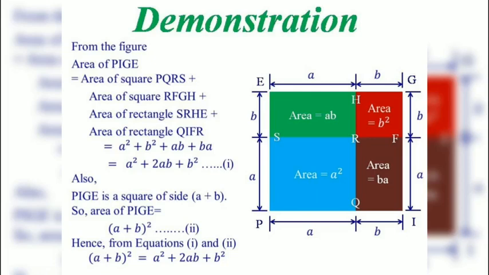So PIGE is a square of side a plus b. So area of square PIGE is equal to (a + b) whole square. So hence from equation 1 and 2, that is (a + b) whole square is equal to a square plus 2ab plus b square.